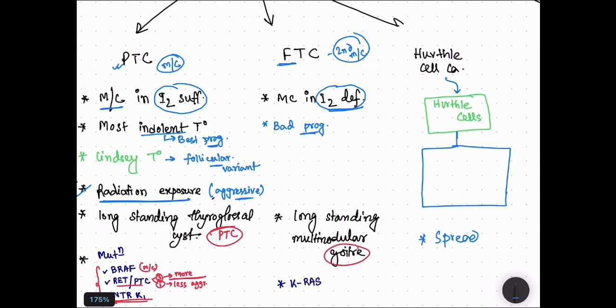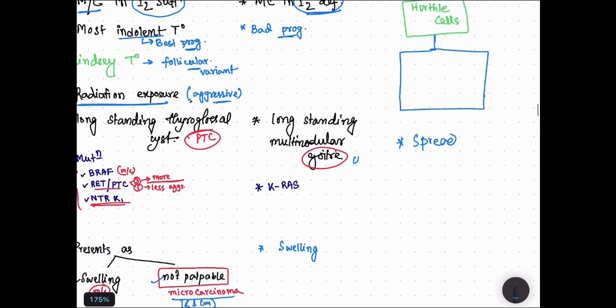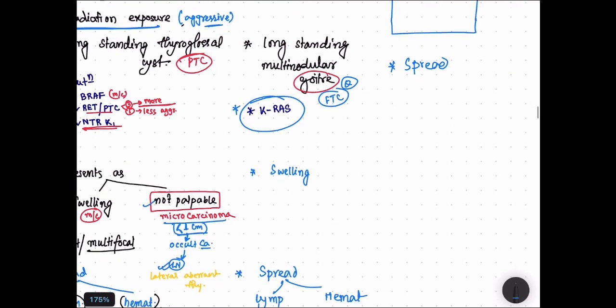Now coming to this question: I already told you that multinodular goiter present for a long time predisposes to which thyroid carcinoma? This group will have a high risk for development of follicular thyroid carcinoma. Already I told you KRAS is the mutation that is associated with follicular thyroid carcinoma.